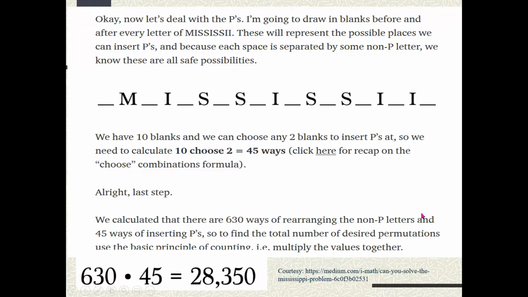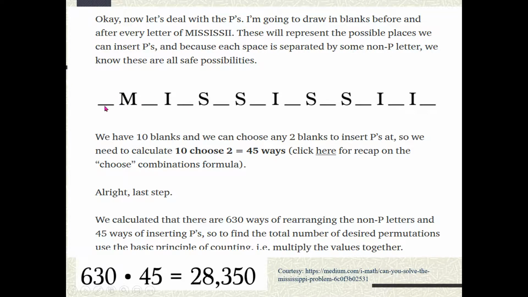But we don't have to actually delete. We have to see where those P's could be placed. So suppose before and after each letter, in fact, I keep an empty slot.